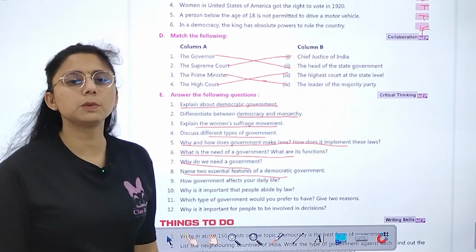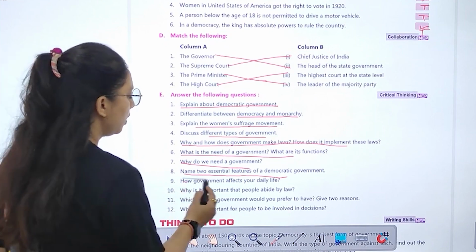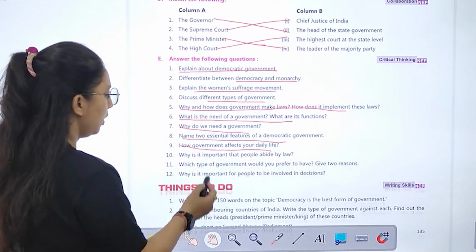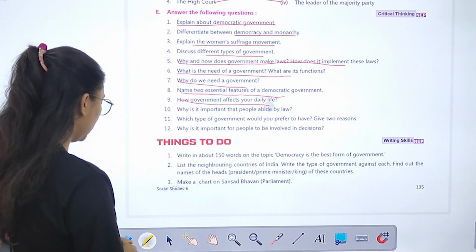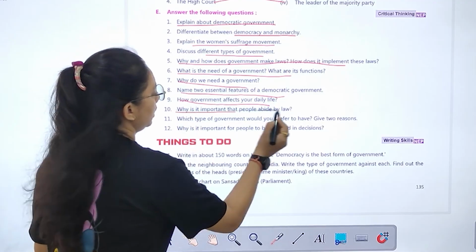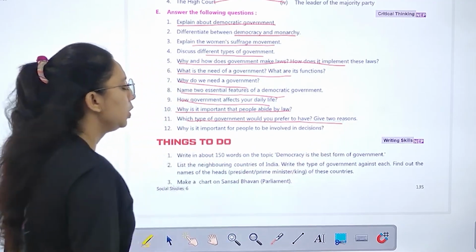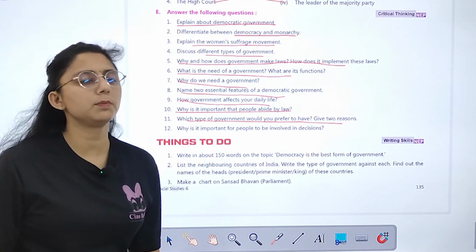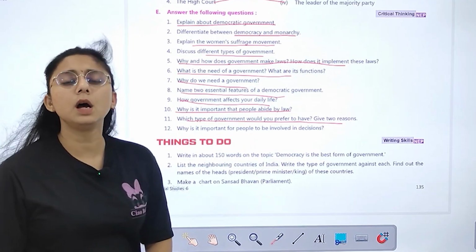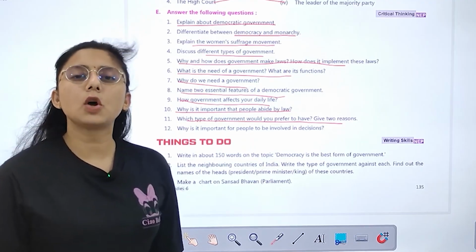You have to give two essential features of a democratic government. How does government affect our daily life? Why is it important that people abide by laws? Which type of government would you prefer to have? Give the reason, and why it is important for the people to be involved in decisions. This is all in this chapter.